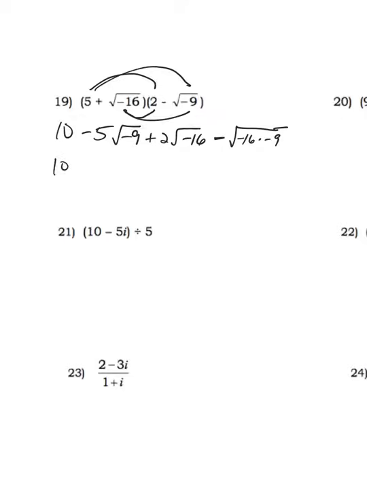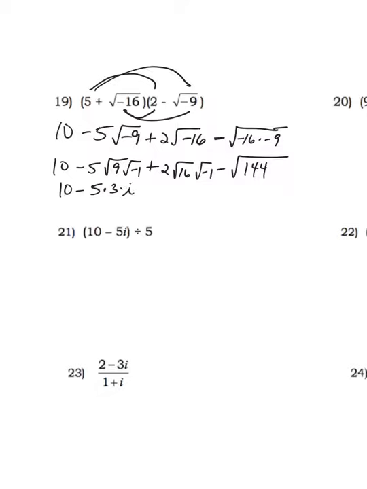Okay, so I'm going to have to break some stuff down. -9 is going to become the square root of 9 and the square root of -1. The negative 16 is going to become the square root of 16, the square root of negative 1. When I put negative 16 times negative 9 in the calculator, I get positive 144. 10 minus 5 times 3 times i plus 2 times 4 times i minus 12.